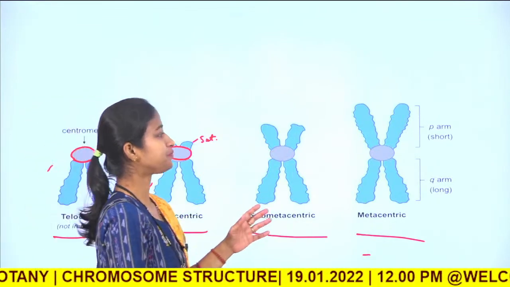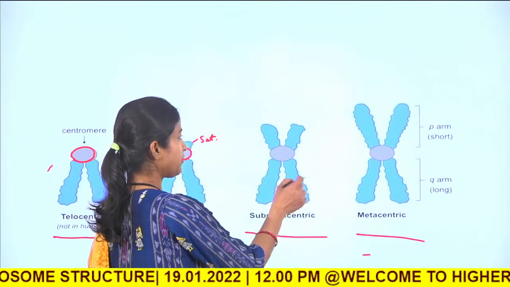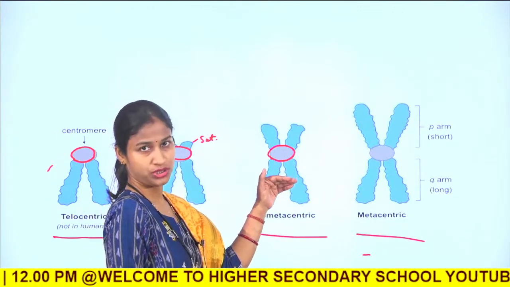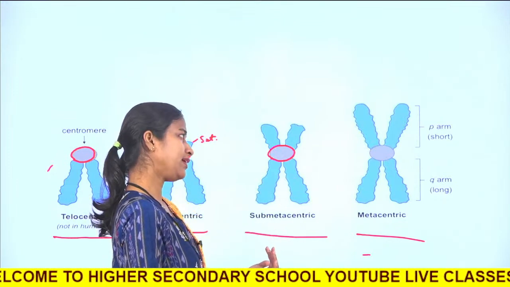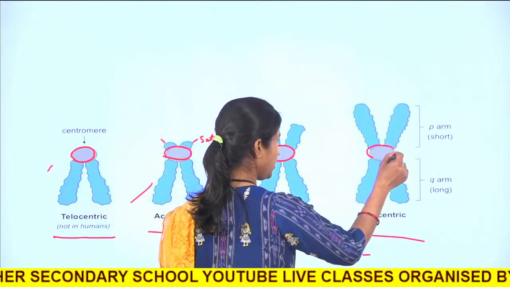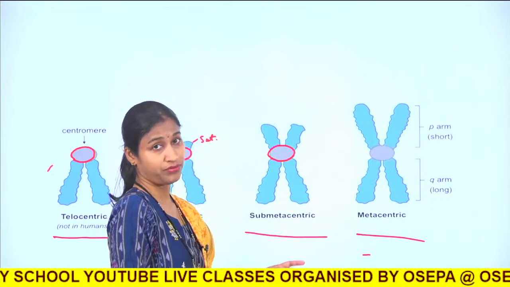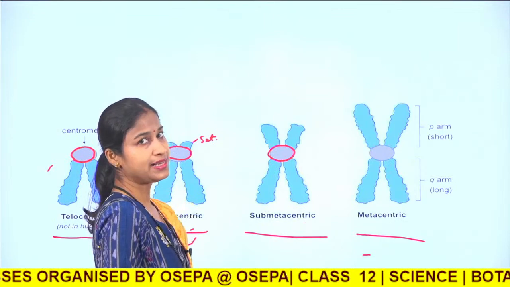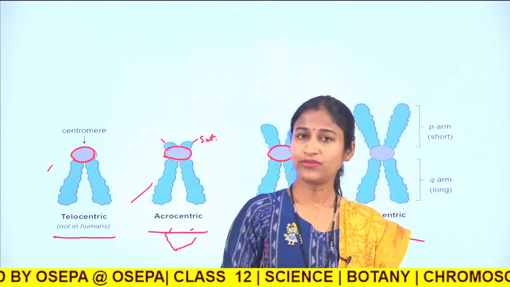Then submetacentric means when the centromere is very much near to the middle position, then it will be called as submetacentric, and when it is exactly located at the middle position of the chromosome, okay, then it will be called as metacentric chromosome. So what we have discussed?